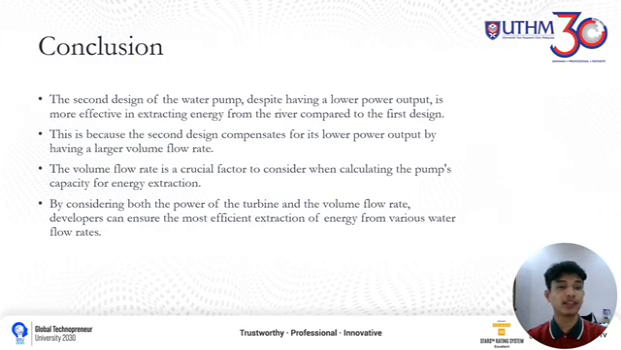For the conclusion, the second design of the water pump, despite having a lower power output, is more effective in extracting energy from the river compared to the first design. This is because the second design compensates for its lower power output by having a larger volume flow rate. The volume flow rate is a crucial factor to consider when calculating the pump's capacity for energy extraction. By considering both the power of the turbine and the volume flow rate, developers can ensure the most efficient extraction of energy from various water flow rates.